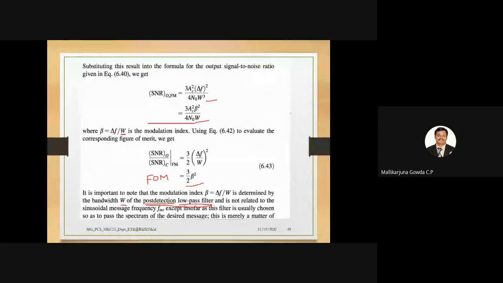So to do further, here what I wanted to say is this W is the bandwidth of the low pass filter, and we are saying it is not related to the sinusoidal message signal FM, right? And so usually we choose that band pass filter bandwidth to pass the desired message signal, right? In that way, we say we can equate W is equal to FM. That is what is written here. See, for specified system band W, the sinusoidal message frequency FM may lie anywhere between 0 to W. So we can consider W equal to FM.